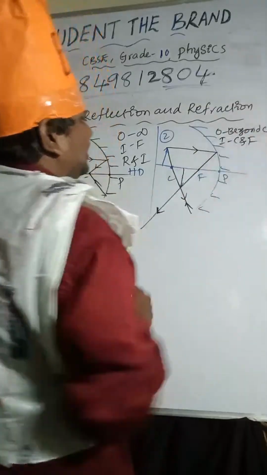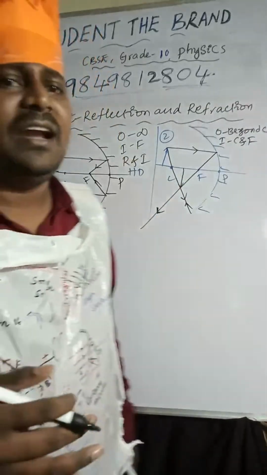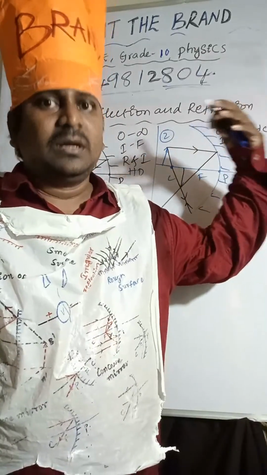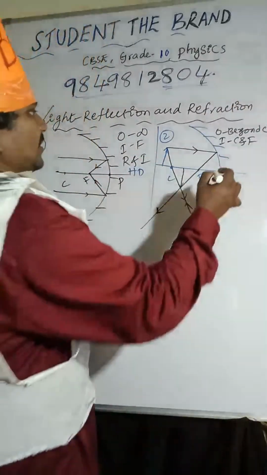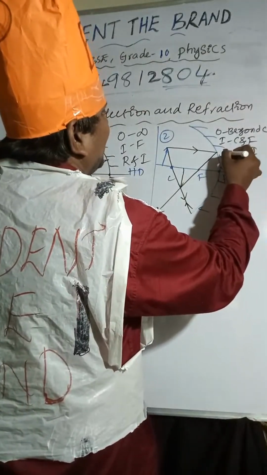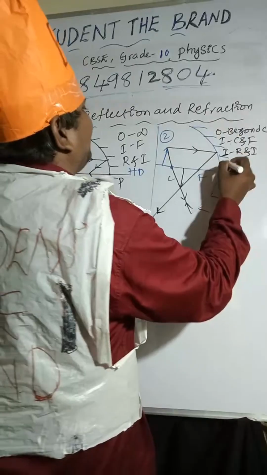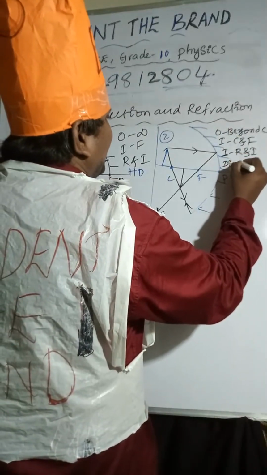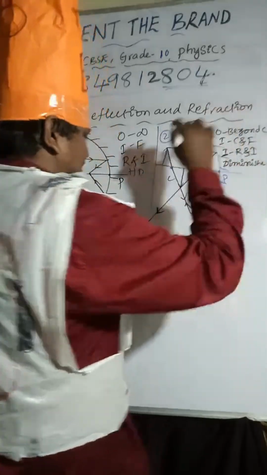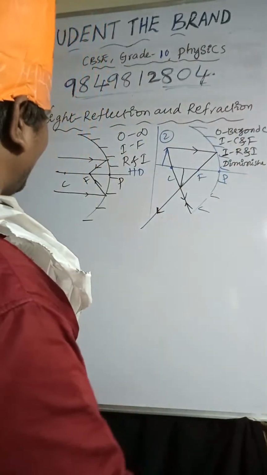What is the nature of the image? Real and inverted. Size of the image: diminished. Okay.